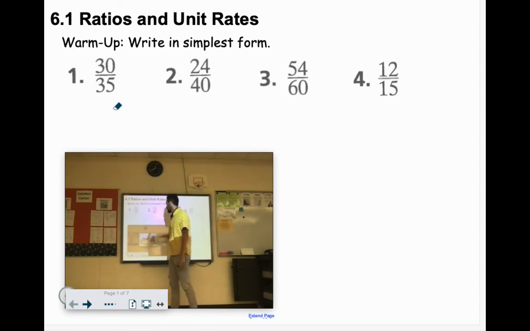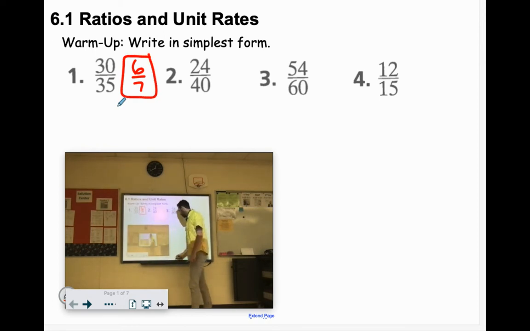Okay, all right. So 5 goes into 30 6 times, 5 goes into 35 7 times. 24 and 40 are both divisible by 8. So 24 divided by 8 is 3. 40 divided by 8 is 5.